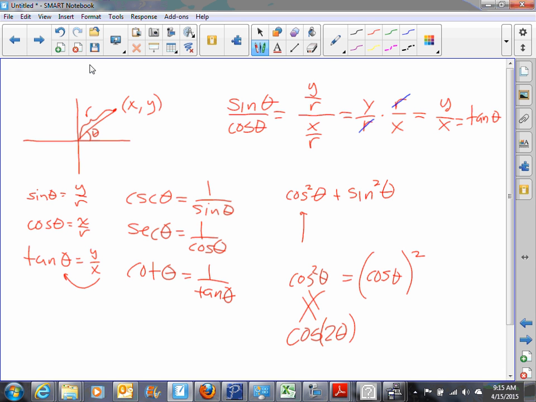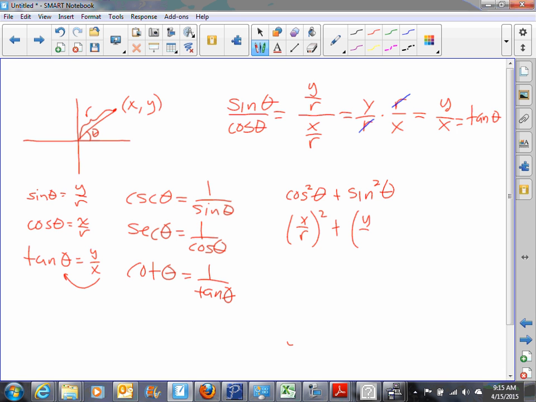Penmanship counts here, honestly. So now that we know the cosine squared of theta means you take the cosine of theta and square it, the cosine of theta is defined to be x over r. And so we could just say the cosine squared of theta is the same thing as x over r squared. And the sine of theta we know to be y over r. So we could say the sine squared of theta was y over r squared.